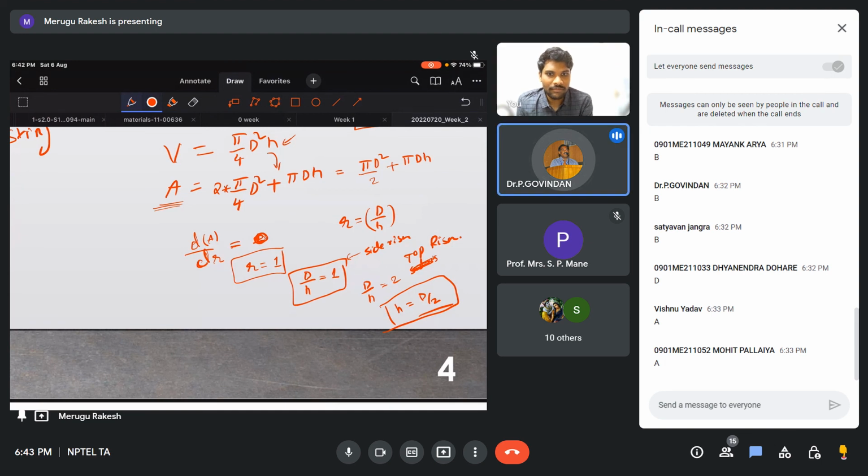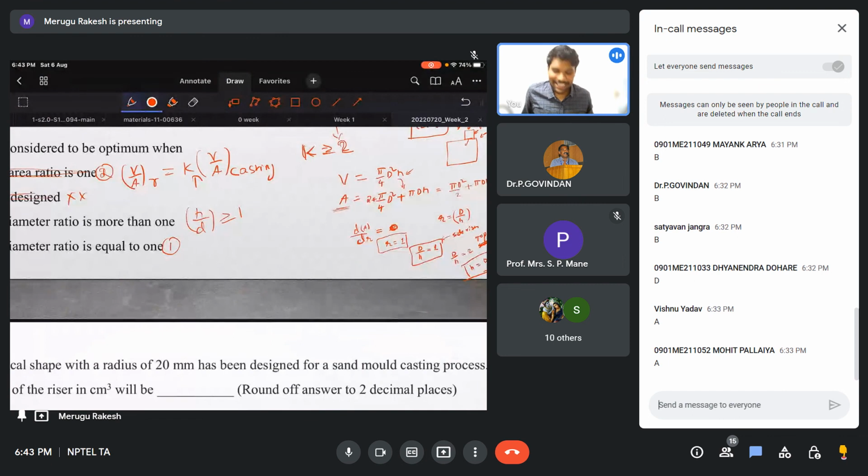Yeah, it's correct, sir. Okay, so which option do we select now? So h by d is equal to 1. Yeah, d by h is equal to 1, because that is the only derivation that was done in class.